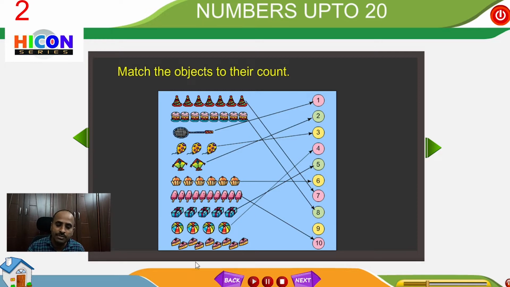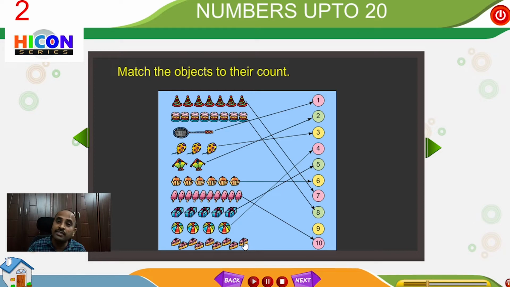So children, observe the last set of pictures. The last set of pictures in the matching has some pieces of cakes. So let us count how many pieces of cakes are there. 1, 2, 3, 4, 5, 6, 7, 8, 9. So very good. There are a total of 9 pieces of cakes.